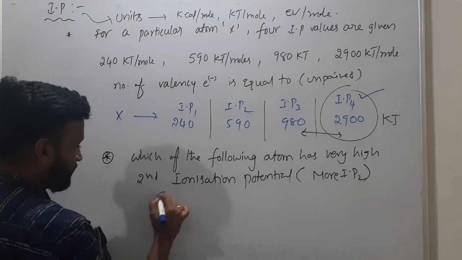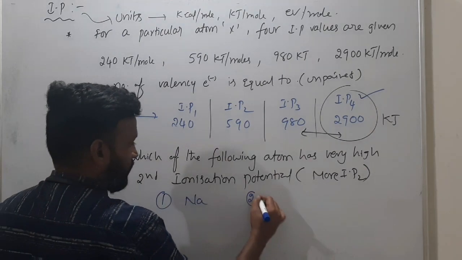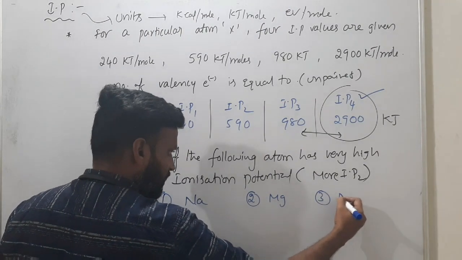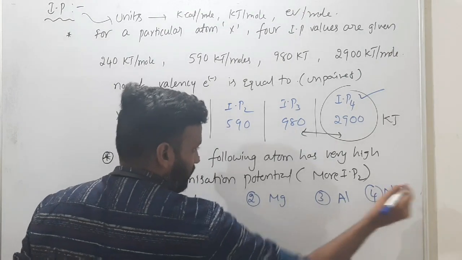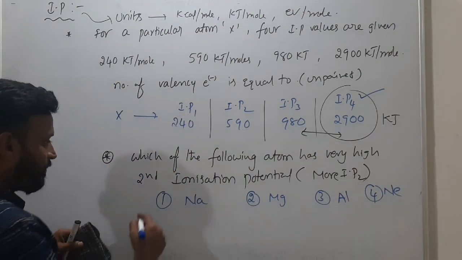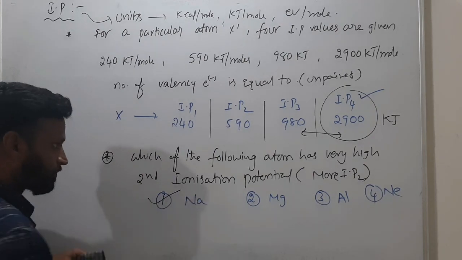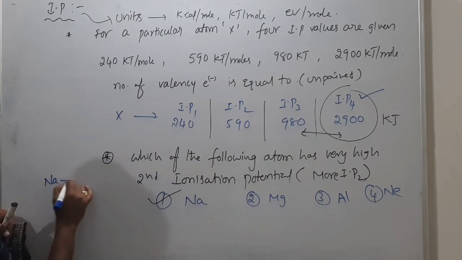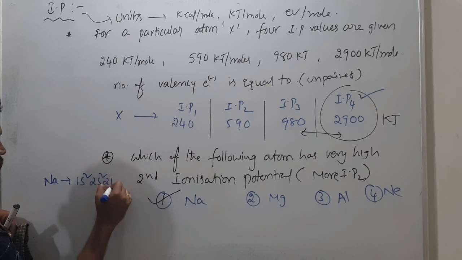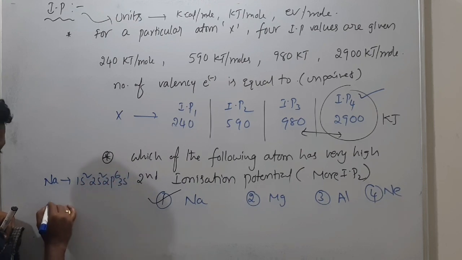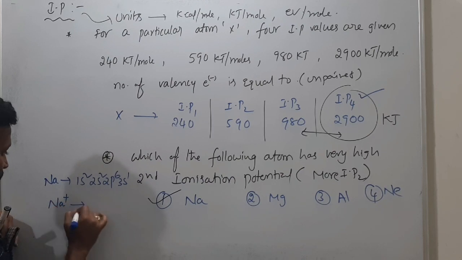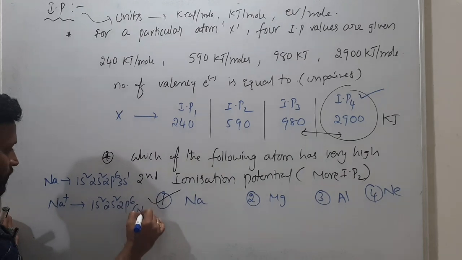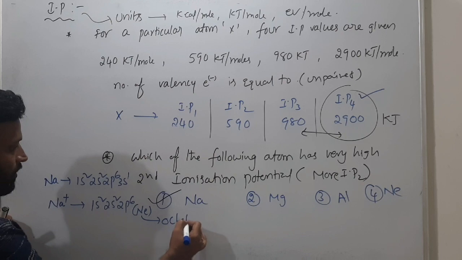Options are given like this: first one sodium, second one magnesium, third one aluminium, and fourth one neon. Actually the second IP is more for sodium. Why sir? Because sodium electronic configuration is 1s2, 2s2, 2p6 and 3s1, right? So Na to Na plus means 1s2, 2s2, 2p6. It is nothing but the neon configuration, which is called octet configuration.